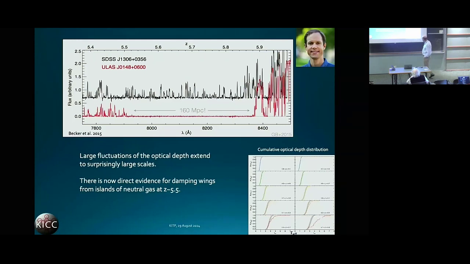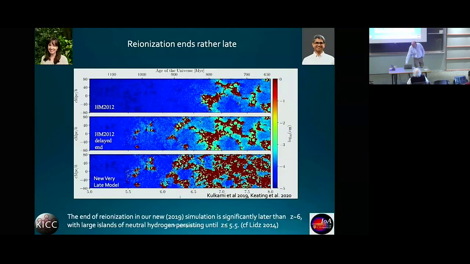So George quantified this by looking at the cumulative optical depth distribution, where e to the minus tau effective is just the mean flux. And he compared this to simulations that are fully ionized. These are the lines here. And as you go to higher and higher redshift, the distribution suddenly becomes much broader. And this is a clear indication of these neutral islands still being present, as we found out afterwards when we could actually model this somewhat better.